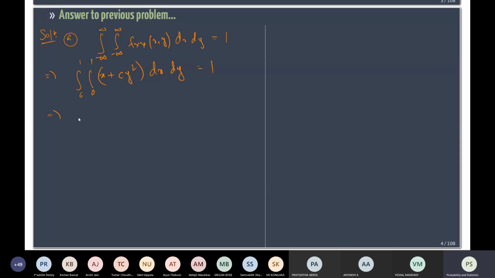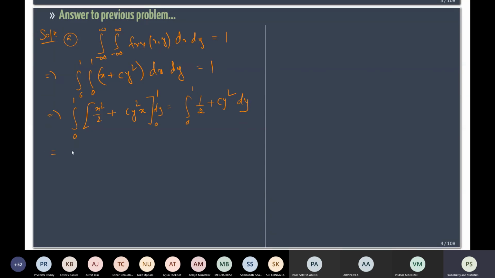Now it's about integrating this. We can do it iteratively. First, let us integrate with respect to x. So we have x squared by 2 plus c y squared x, that's the integration with respect to x, and then we put in the x limits, 0 and 1. We are still left with integrating with respect to y, so we put dy here, from 0 to 1. After doing this, it is half plus c y squared, because the 0 terms go away, with dy.